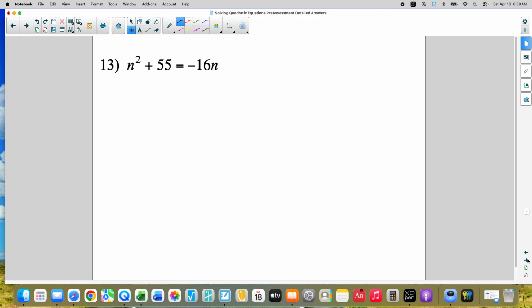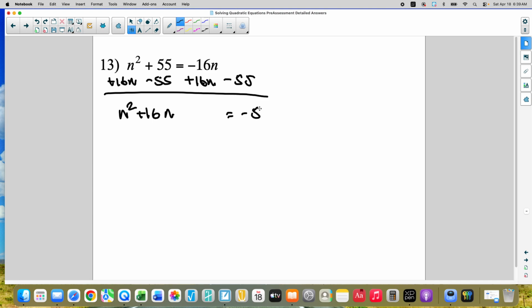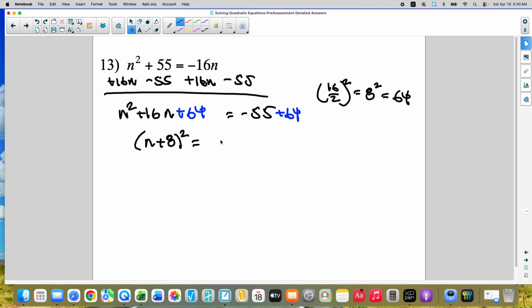All right. My constant's on the wrong side, so I'm going to move that. My b value needs to be over on this side with my variables. So n squared plus 16n equals negative 55. I'm going to take half of 16 and square it. 8 squared is 64. So let's add 64 to both sides. This becomes n plus 8 quantity squared equals, I think that's 9. Good. We'll take the square root.